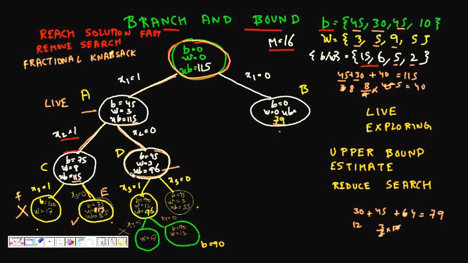So for D, the left child is x3 equal to 1, if we choose the third item, or we cannot choose it. So these are the two possibilities at D. So if I choose the third item, what happens?